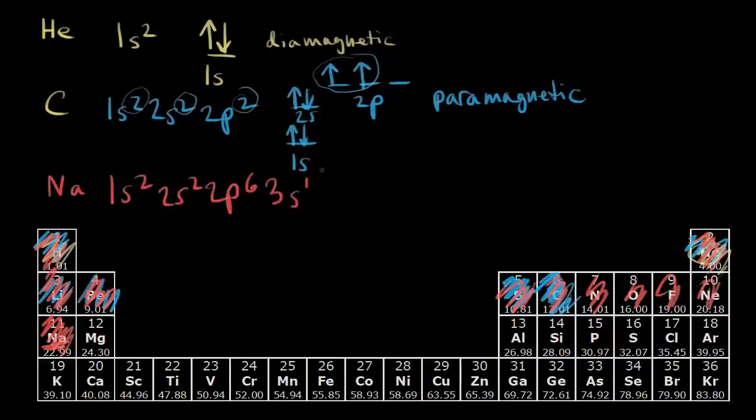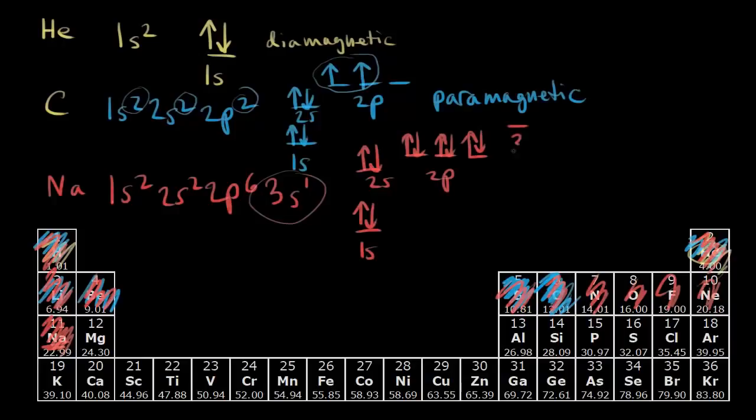If we did that in orbital notation, we would have a 1s orbital, so we have 2 electrons in the 1s orbital. In the 2s orbital, we have 2 electrons. 2p orbitals, we have 1, 2, 3, 4, 5, 6, and then we have 3s1. So we have the 3s orbital right here, 1 electron in the 3s orbital. Notice, 1 unpaired electron. An unpaired electron means paramagnetic. So sodium is paramagnetic, sodium atom anyway.